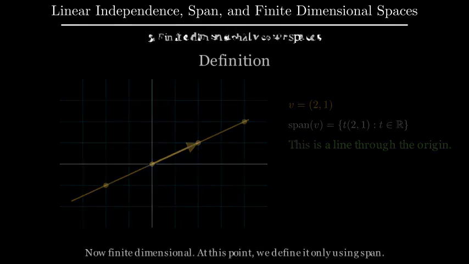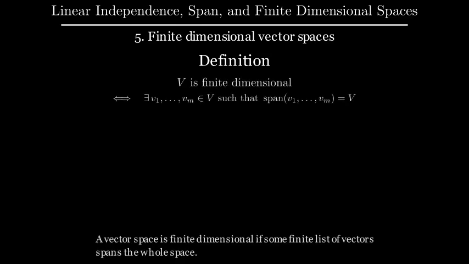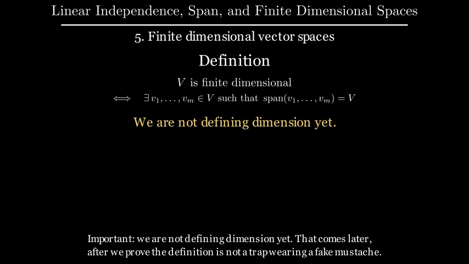Now finite dimensional. At this point, we define it only using span. A vector space is finite dimensional if some finite list of vectors spans the whole space. Important: we are not defining dimension yet. That comes later, after we prove the definition is not a trap wearing a fake mustache.